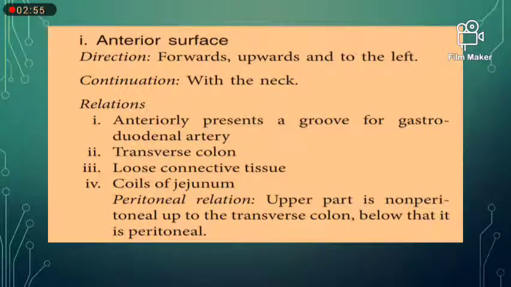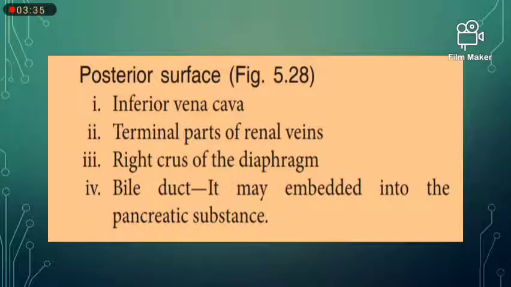First, the anterior surface. The direction of the anterior surface is forward, upward and to the left. Continuation is with the neck. Relations of the anterior surface: anteriorly there is a groove for the gastroduodenal artery, then the transverse colon, loose connective tissue, and coils of jejunum. Peritoneal relations: the upper part of the head, up to the transverse colon, is non-peritoneal, and below that it is peritoneal. Only the anterior surface is peritoneal, but the posterior surface is totally non-peritoneal.